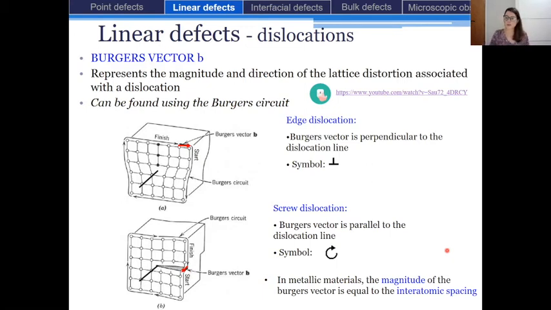So if you want to have more information, if you want to see a demonstration of how we determine this Burgers circuit and Burgers vector, you can click on, or you can visit that link that explains step by step how to find it.